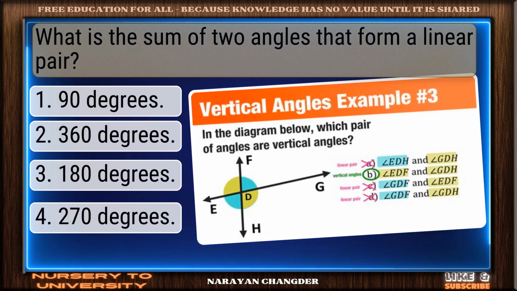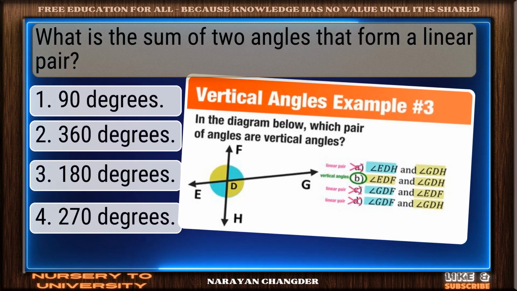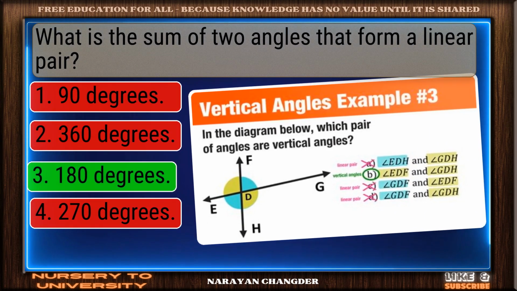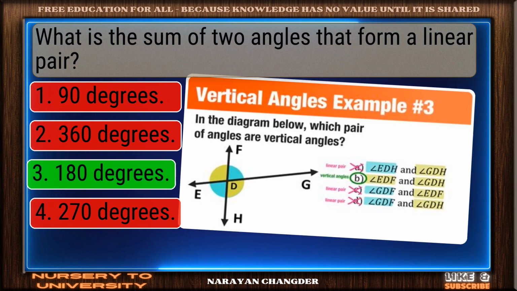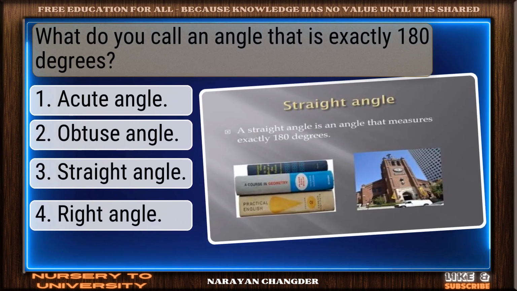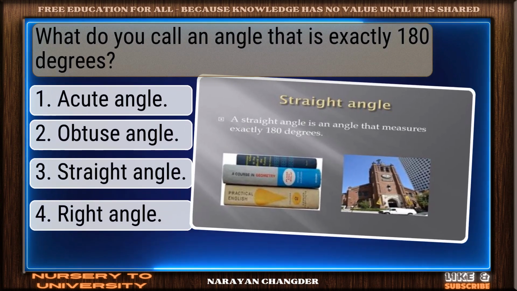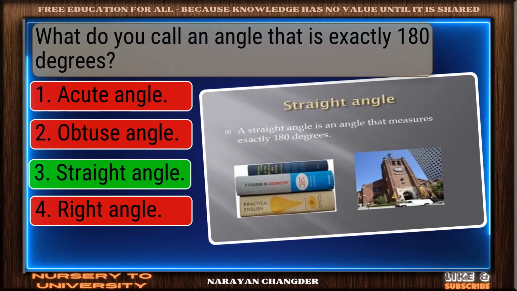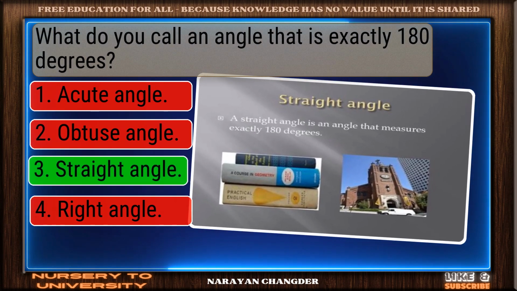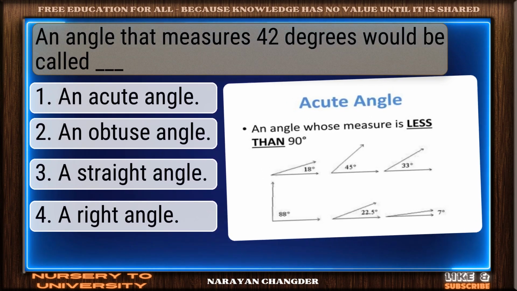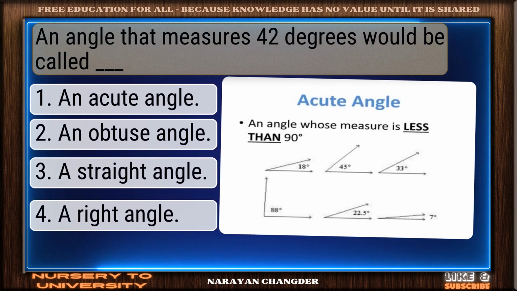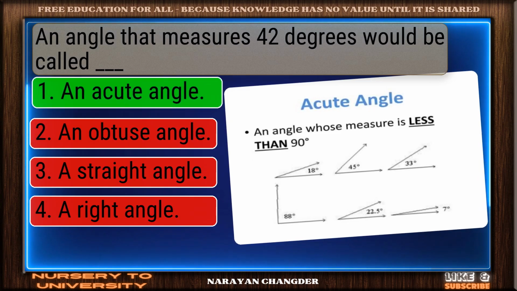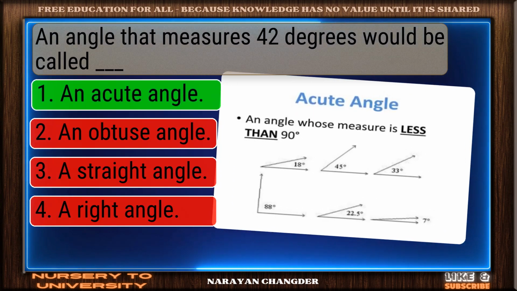Question number 151. What is the sum of two angles that form a linear pair? Smart move. 180 degrees is an accurate answer. Question number 152. What do you call an angle that is exactly 180 degrees? Smart pick. Straight angle is the correct choice. Question number 153. An angle that measures 42 degrees would be called blank. Good job. Your answer, an acute angle, works well here.